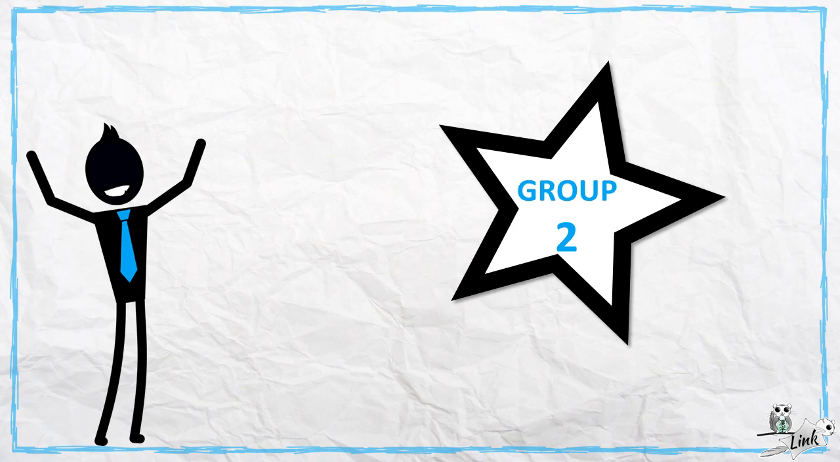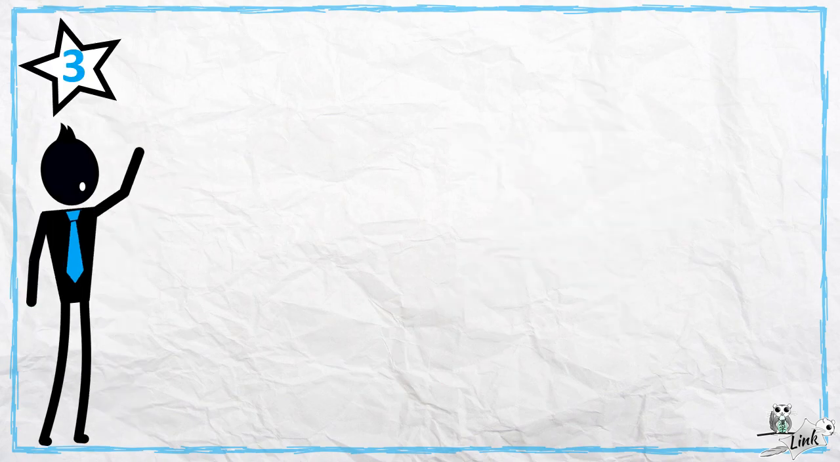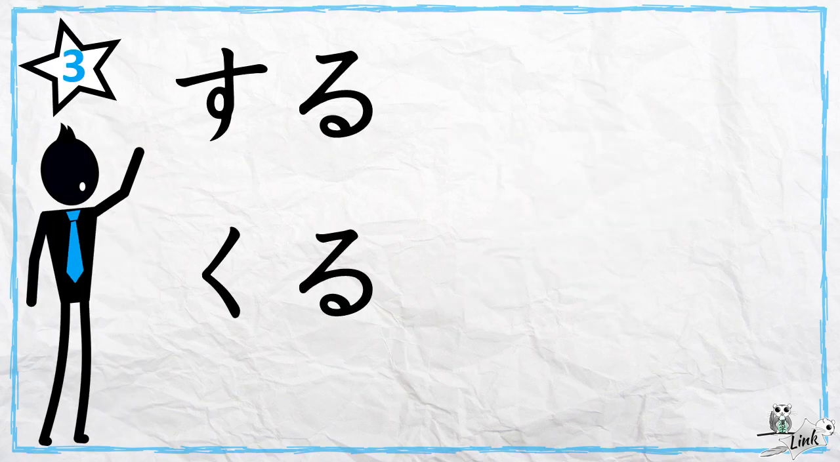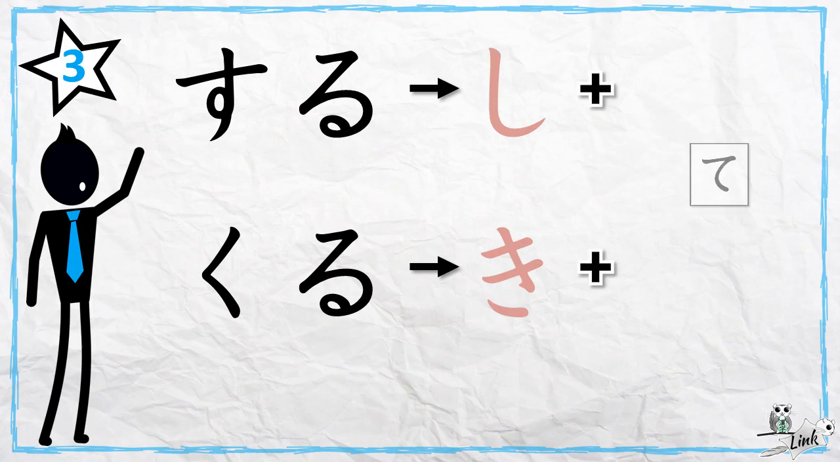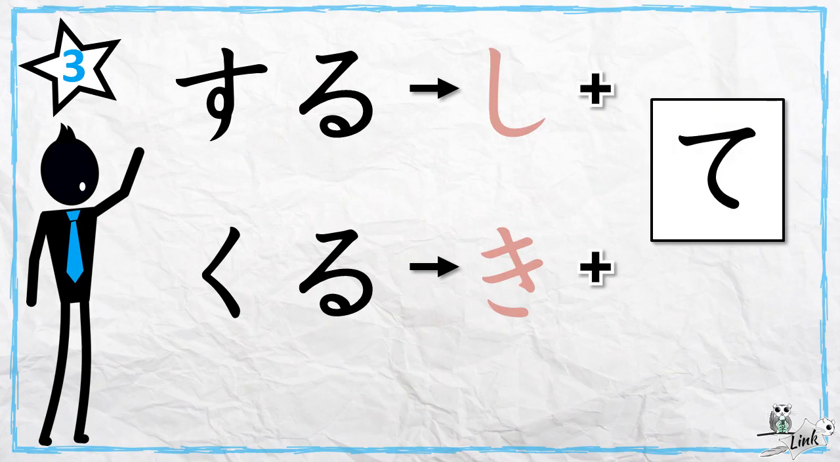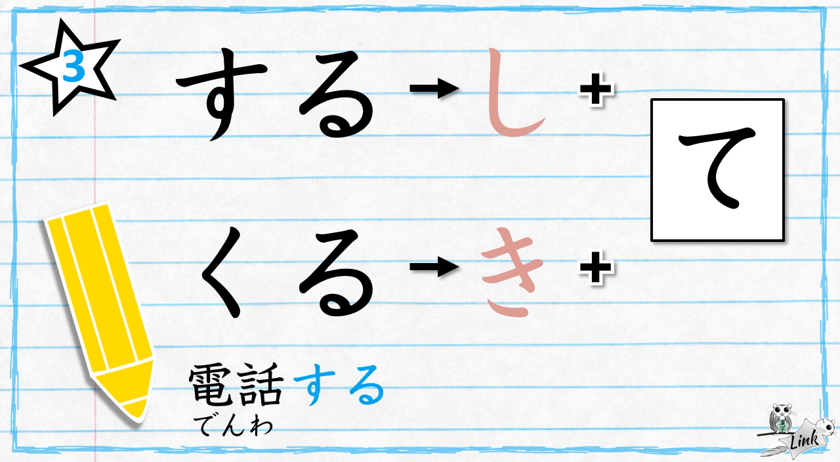Sayonara, Group 2. Group 3 is also easy. The two irregular verbs suru, to do, and kuru, to come, have the same conjugation as mas form. Suru becomes shi and kuru becomes ki. Then we just add te. Let's practice with denwa suru, to call. Ask your friend to call you. Denwa shite.